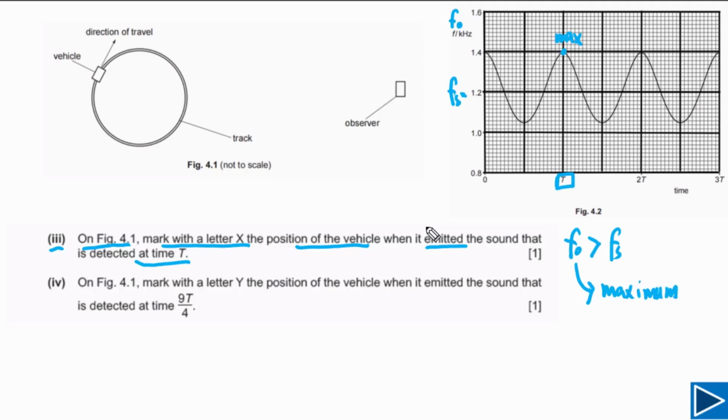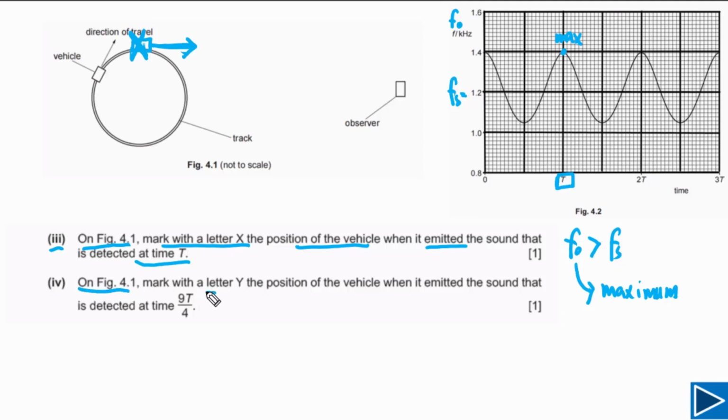So if the observed frequency is maximum and this is greater than the frequency of the source produced, it simply means that the source is moving directly towards the observer, because this is maximum. So that's the reason we have to mark X here. So vehicle is at this point at time t. Now let's move on to the next one.